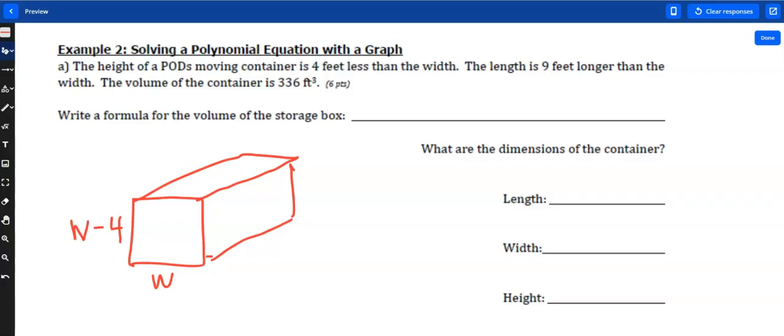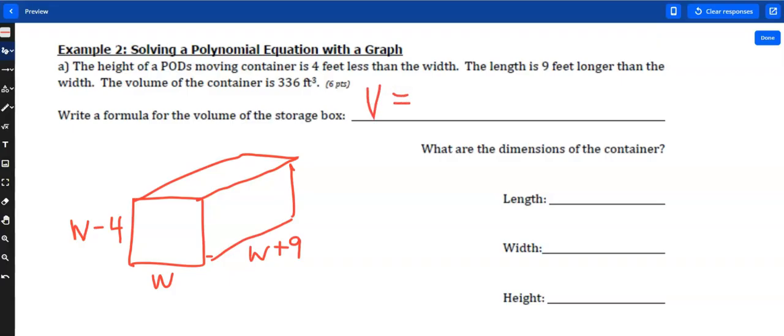The length is 9 feet longer than the width. Okay, so W plus 9. So length W plus 9. Oh, I can't write W plus 9 there. They actually want the numbers. Write a formula for the volume.